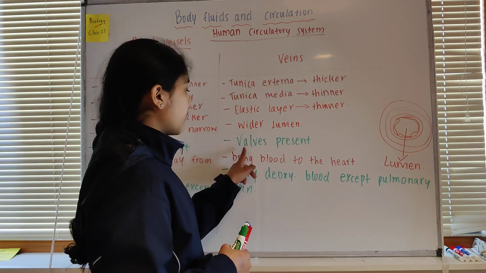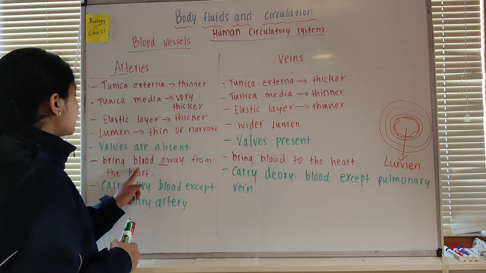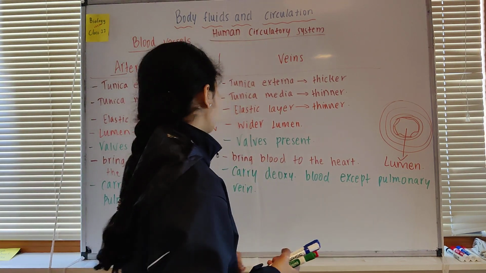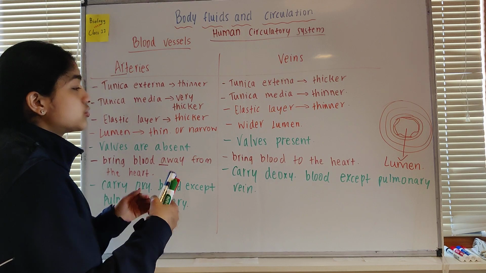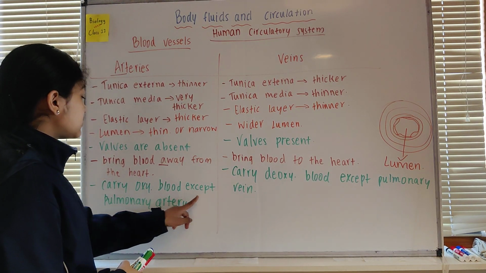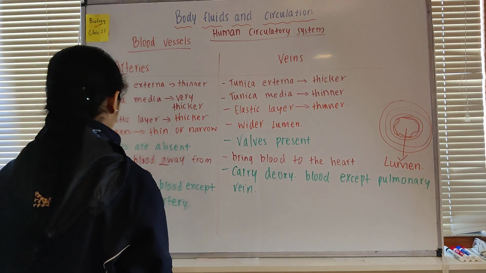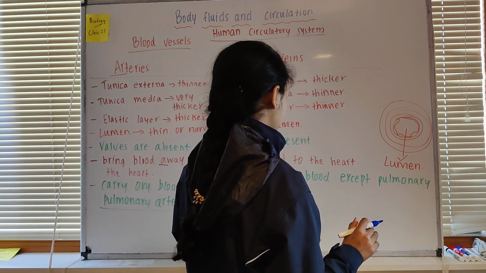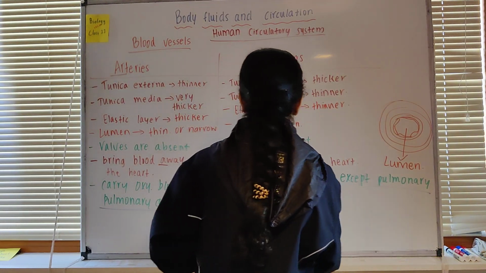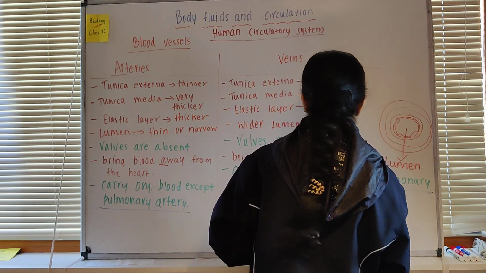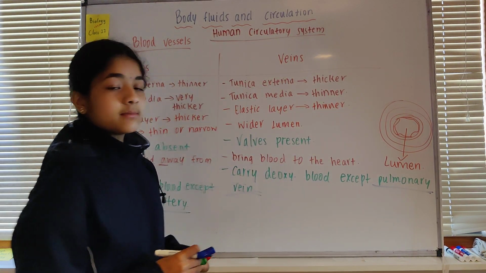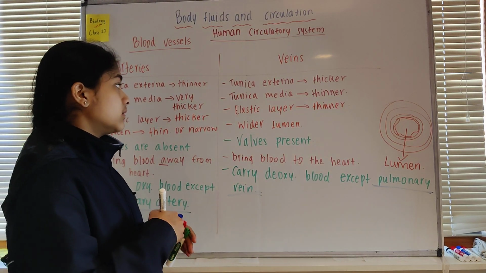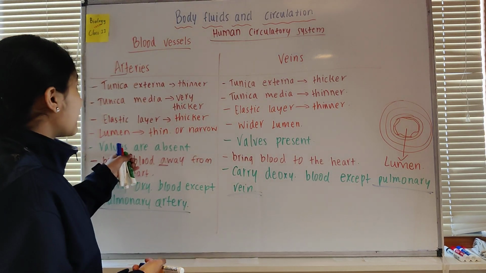In veins, valves are present. Arteries bring blood away from the heart, and veins bring blood to the heart. Arteries carry oxygenated blood except one artery called the pulmonary artery, and veins carry deoxygenated blood except one vein called the pulmonary vein. This is a very important thing that we need to know. So these are some of the differences between arteries and veins. The differences are in functions and in the things that are present, like the valves, and also the histology.